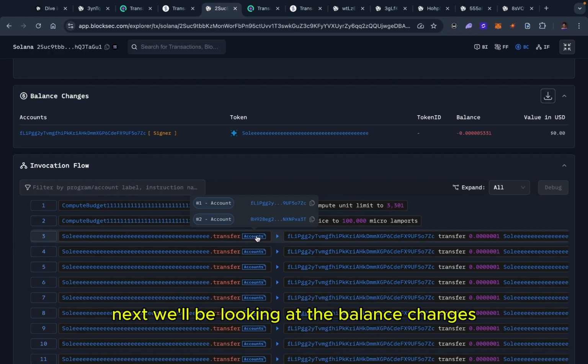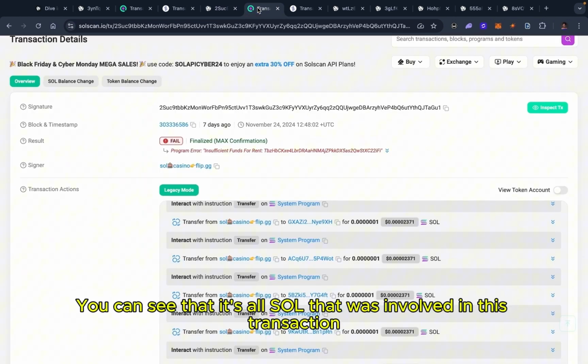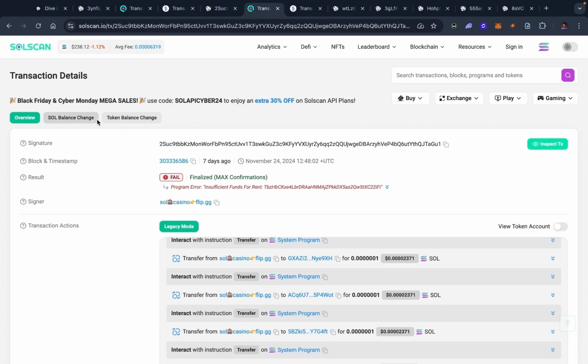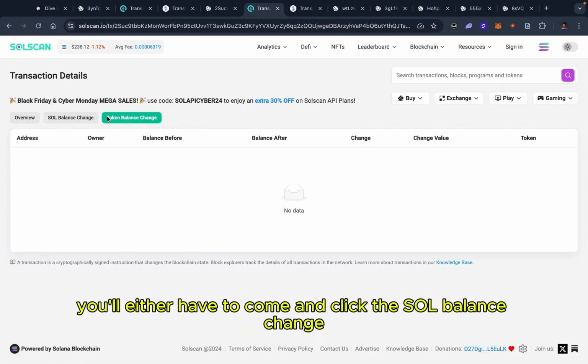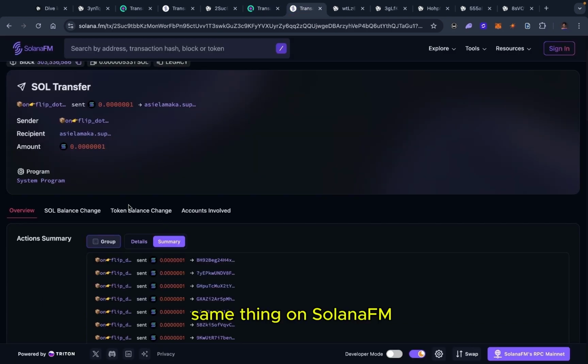Next we'll be looking at the balance changes. You can see that Sol was involved in this transaction that failed. If anything left the account, it was just Sol. But we don't get to have that insight at first glance on these other platforms. You would either have to click the Sol balance change, click the token balance change if there was any other token involved. Same thing on SolanaFM.